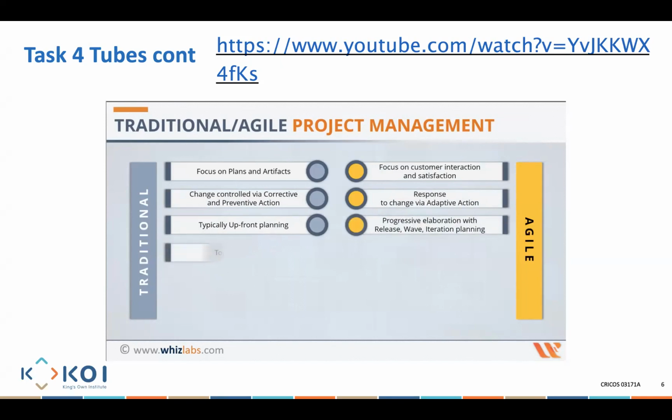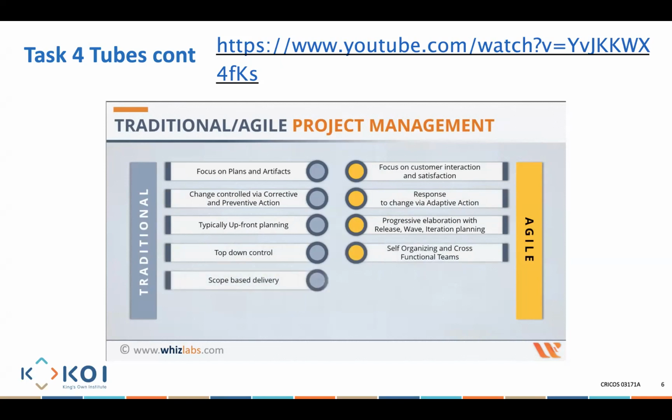A top-down control structure defines traditional methodology. In agile methodology, there are self-organizing and cross-functional teams. Traditional methodology has a scope-based delivery, unlike the time-box delivery followed by agile. While the traditional method is contract-oriented, agile is customer-oriented from the start to the end.